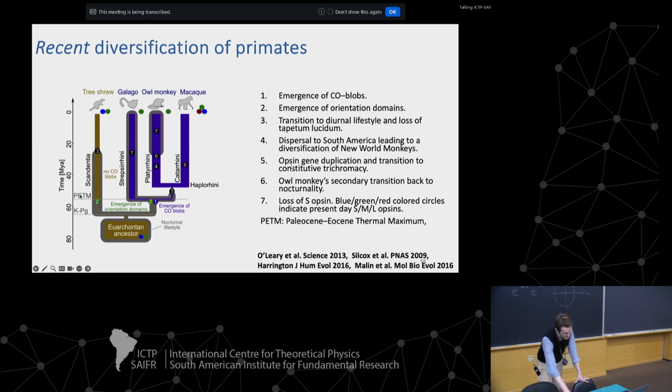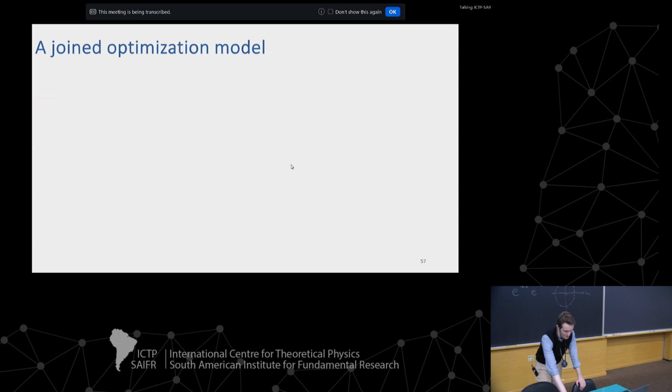PETM is a thermal maximum that happened around 50 million years ago that led to an extreme diversification of various lineages of primates, and KPG is the extinction event that killed off the dinosaurs. So a lot of stuff has happened over the last 35 million years. There's a good chance that maybe some of them were sufficiently challenging to lead to deviations of the common design and the pinwheel statistics that we can pull out of the circuits that these mammals have in their brains.